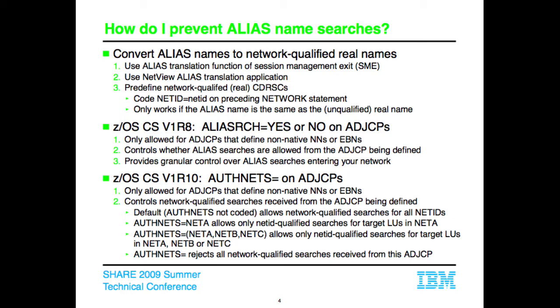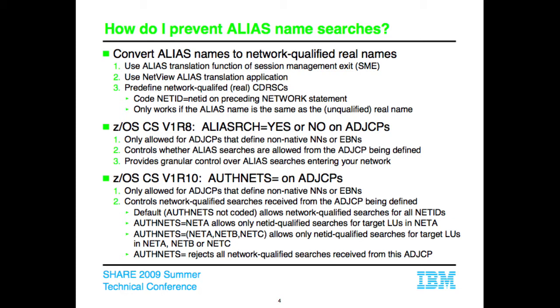Predefined CDRCs, again, only work well when the alias name and the real name are the same 8 characters. Now in z/OS V1R8, z/OS Communications Server version 1 release 8, we actually implemented an alias search operand that you can use to help prevent alias searches from entering your network. It's called alias search equals yes or no.